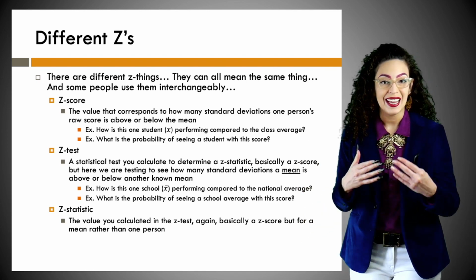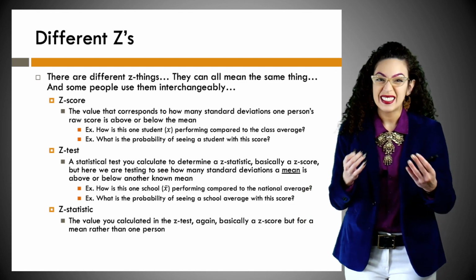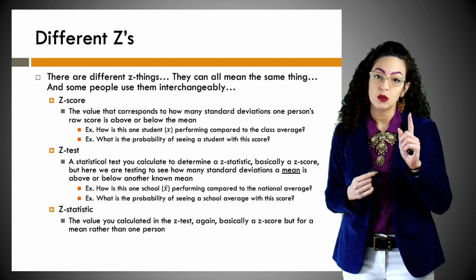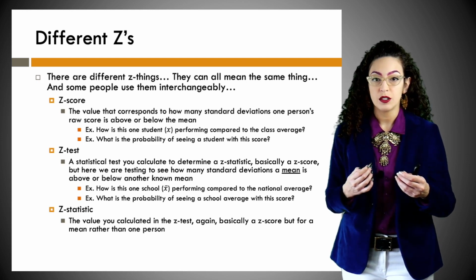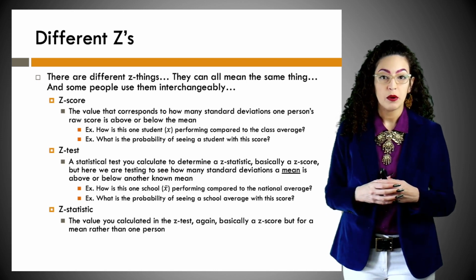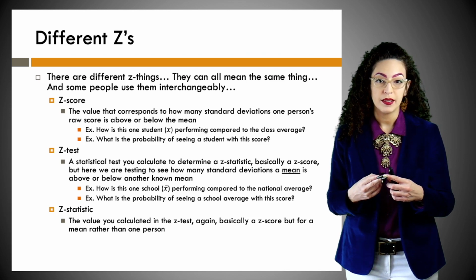So a Z-test is a statistical test you calculate to determine a Z-statistic. The Z-statistic is basically a Z-score, but instead of being a score for just one person, it's a standardized score for an entire mean, a whole sample mean. But we can do the same things with it, like compare and look up probabilities.